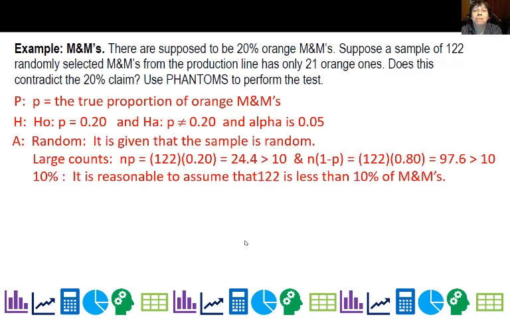Now let's check our assumptions, and that means conditions as well. Is it random? Well, it's given in the sample that it's random. Large counts: use your hypothesized value, not your sample, to calculate n times p. We get 24.4. And n times q, the 1 minus p, we get 97.6. Both of those are greater than 10, so we have met the large counts condition. And why do we need it again? To make sure that our distribution is not skewed. We needed the random to make sure it was representative, and the large counts helps to make sure that we have a nice symmetric distribution.